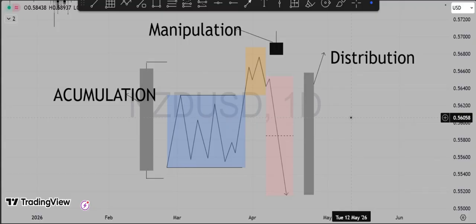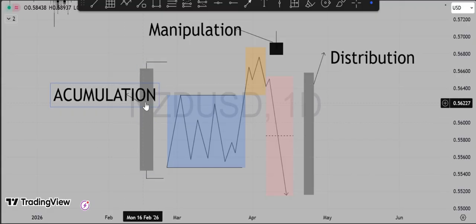Now CRT can be traded with different models. They do trade CRT with MSNR, they do trade CRT with SMC, ICT, and a lot of other things. So there are different types of models, and this is all just the foundation behind it. It's not really hard.